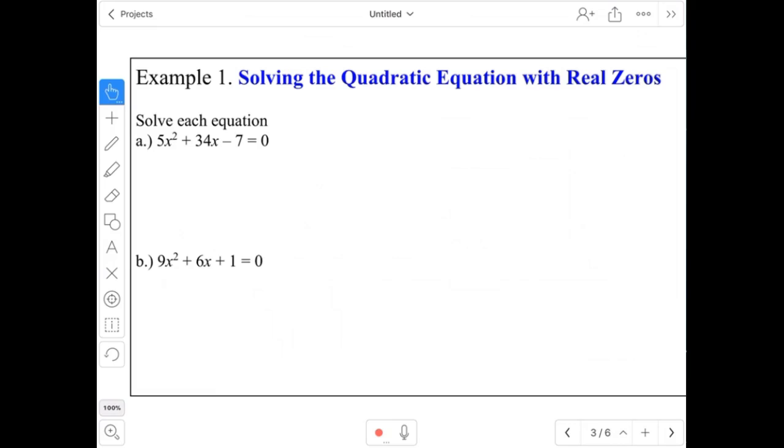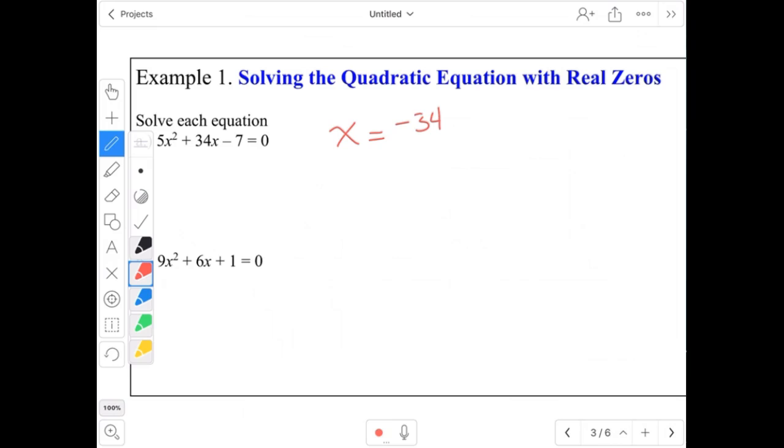So remember, x equals negative b, so you need to look at what is your b term. In this first example, our b term is 34, plus or minus. This gives you two answers right there with that plus or minus. B squared, so we're going to have to do 34 squared minus 4 times a, which is 5, times c, which is negative 7, all over 2 times 5, so all over 10.